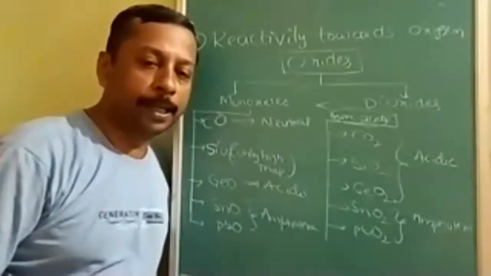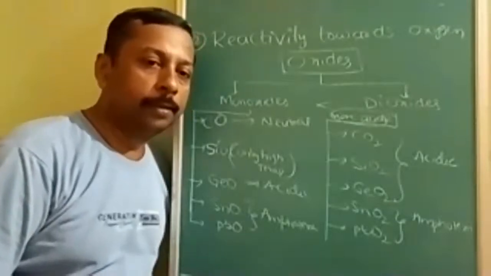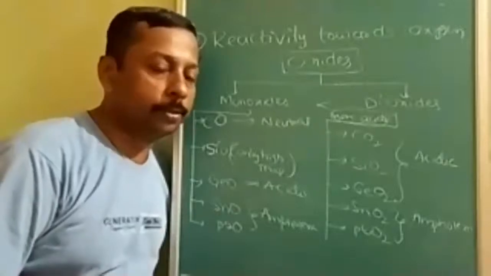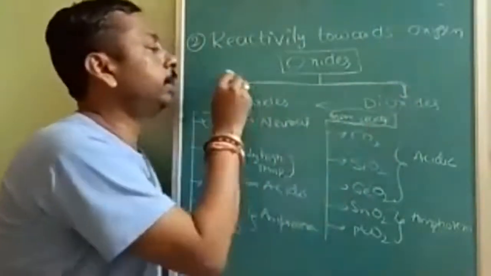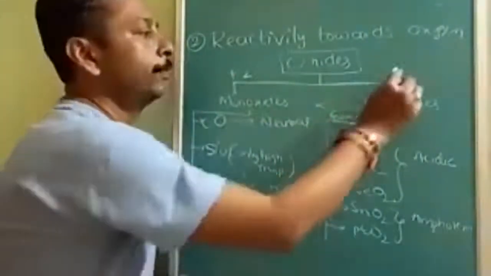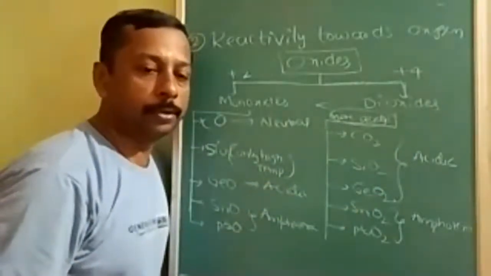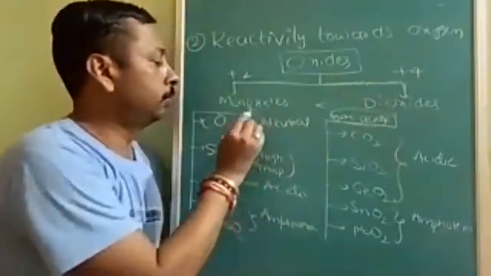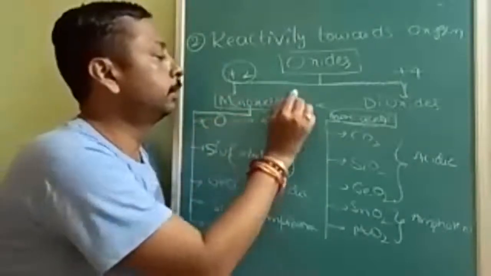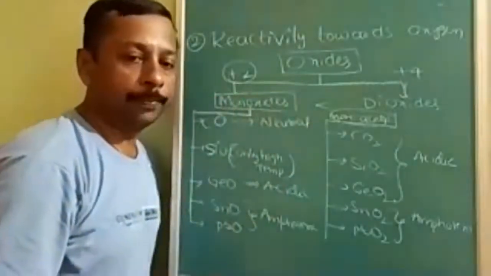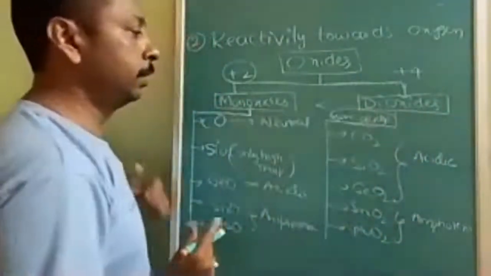Next property, after the oxidation property we have studied in chemical nature: the second property, reactivity towards oxygen. As we have studied, they can show plus 2 and plus 4 oxidation states. Once they show the plus 2 oxidation state, the oxides formed are called monoxides. Once they show the plus 4 oxidation state, the oxides formed are called dioxides.